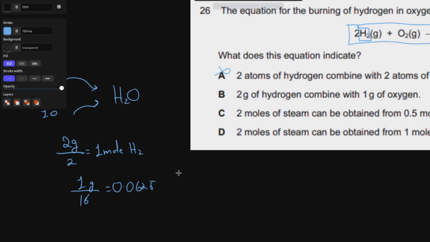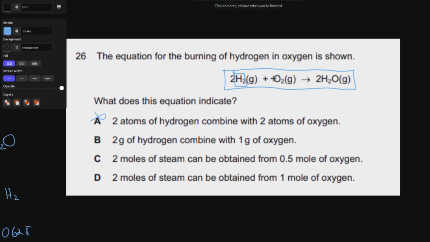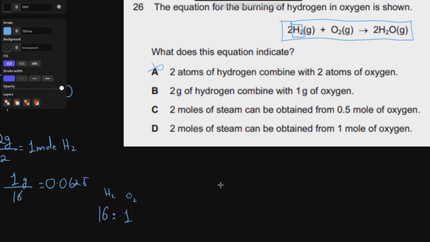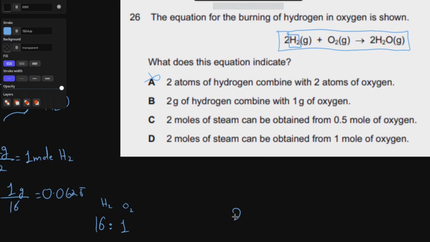that is 0.0625. Now we need to confirm, is this a complete reaction? If it isn't, then this is not what this equation indicates. If we were to find the ratio of this, we will get 16:1 ratio. Meaning hydrogen and oxygen, H2 and O2 ratio is 16:1, and the equation is showing us the ratio of 2:1. So this is wrong as well. This cannot be the answer either.